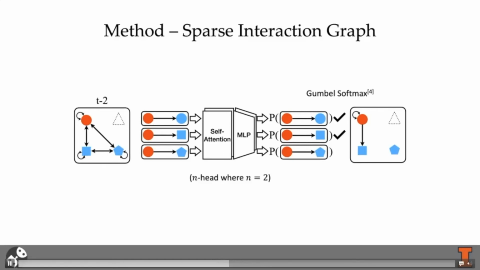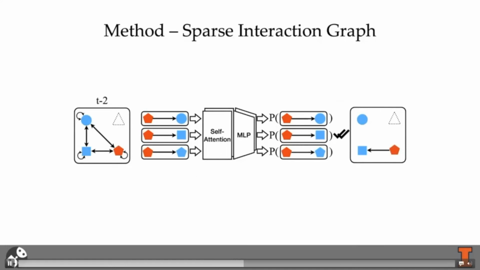We can use n-head self-attention so that n edges will be generated for one target. In this demo, we set n as 2. We will do the same step with each other node as target. It is possible to sample the same interaction from multiple heads. We treat this case as generating the corresponding edge once.